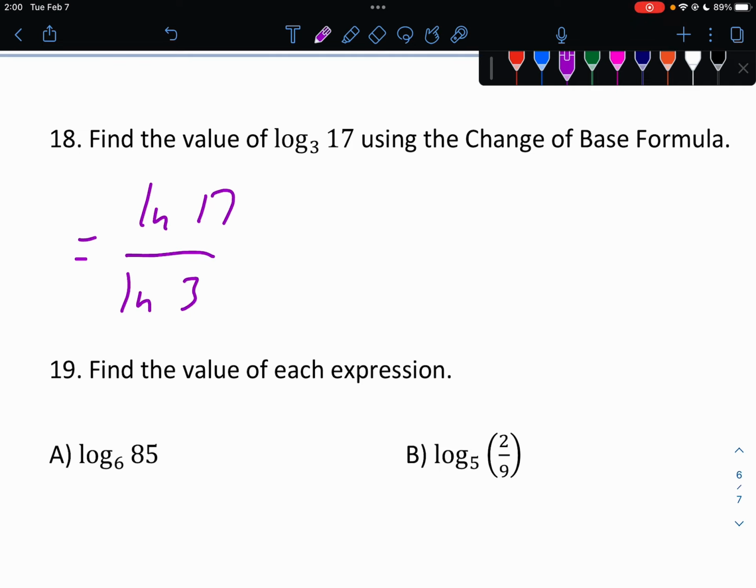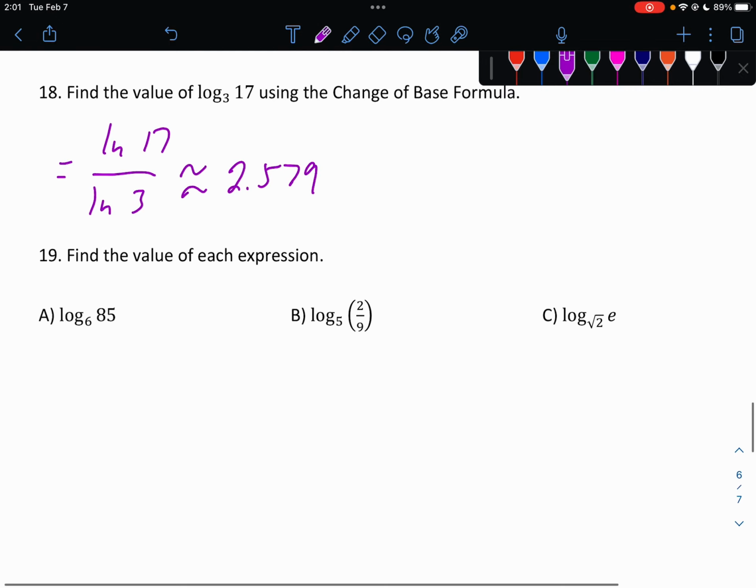So ln 17 divided by ln 3, and this is a calculator problem, so if you need to pause the video here to get your calculator, I'll do that now. Type in ln of 17 divided by ln of 3, and you should be getting approximately 2.579.